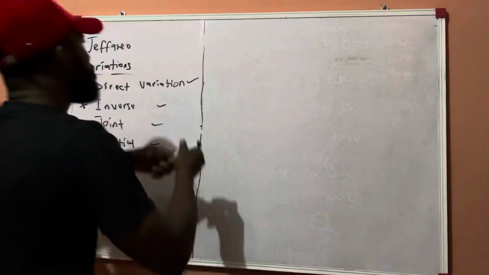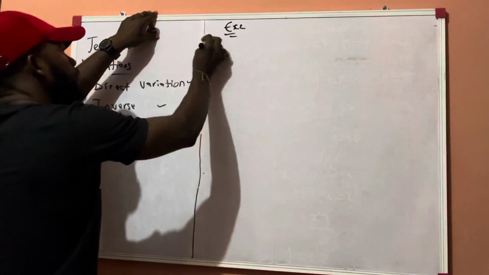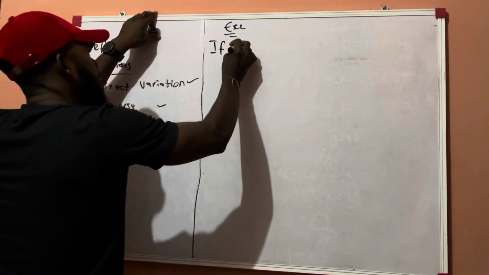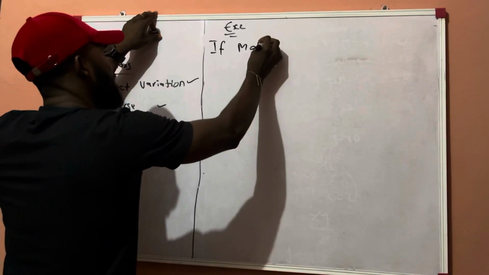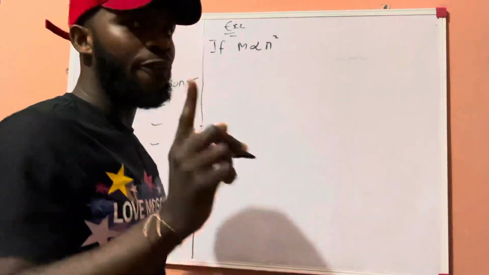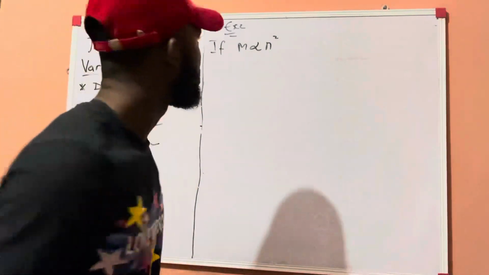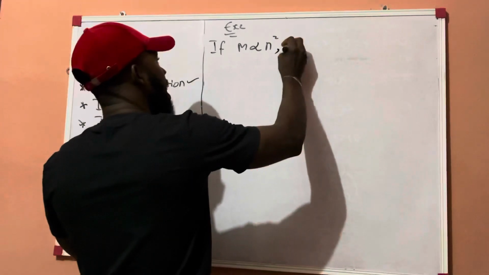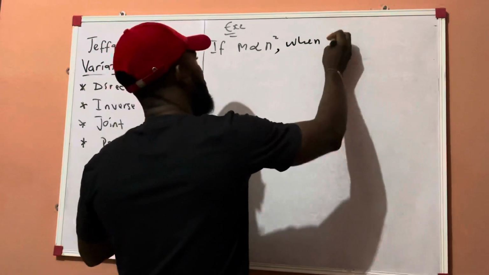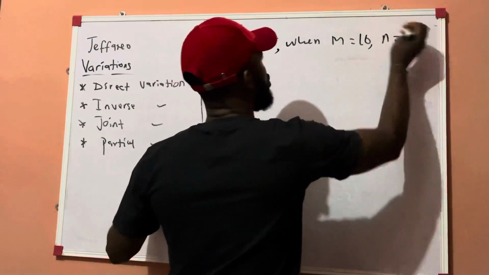Class, example 2 says, if m varies directly as the square of n. The square of n is different from the square root of n. They are different things. Comma, when m equals 16, n equals 2. Full stop.